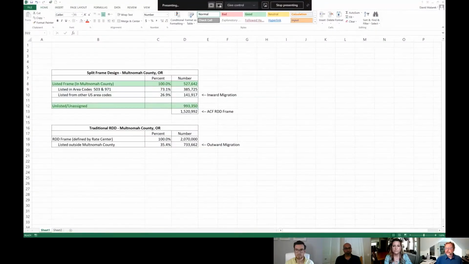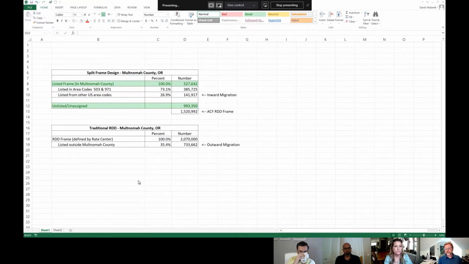And I'm going to show you an example. I believe I have something I ran a couple days ago. If I can share my screen real quick here. Can you see the spreadsheet? Yep. So this is Multnomah County, Oregon. This is where the city of Portland is.